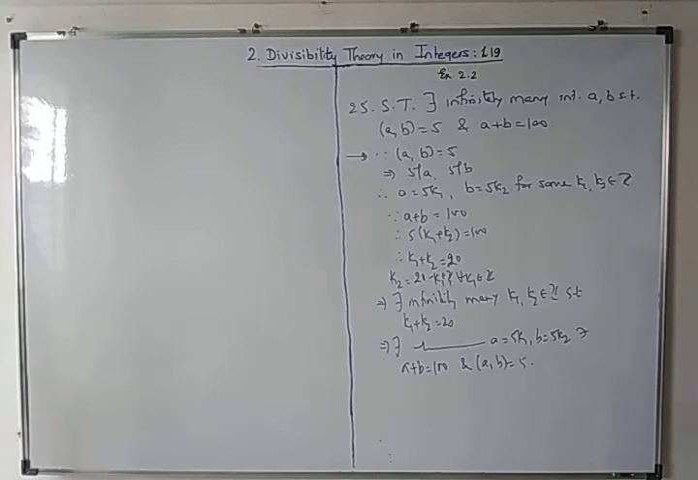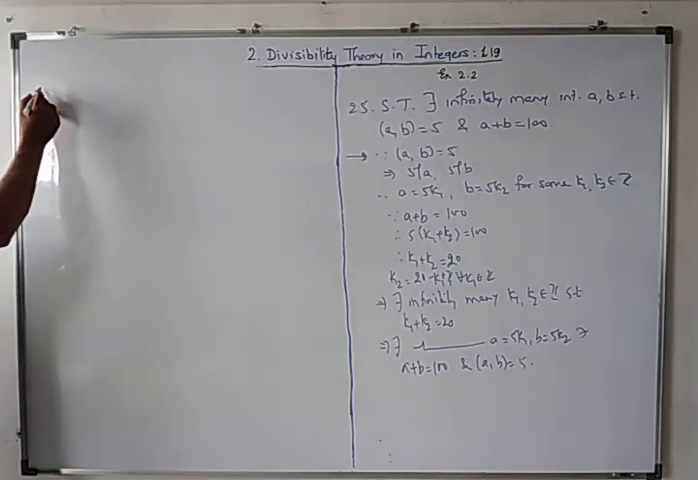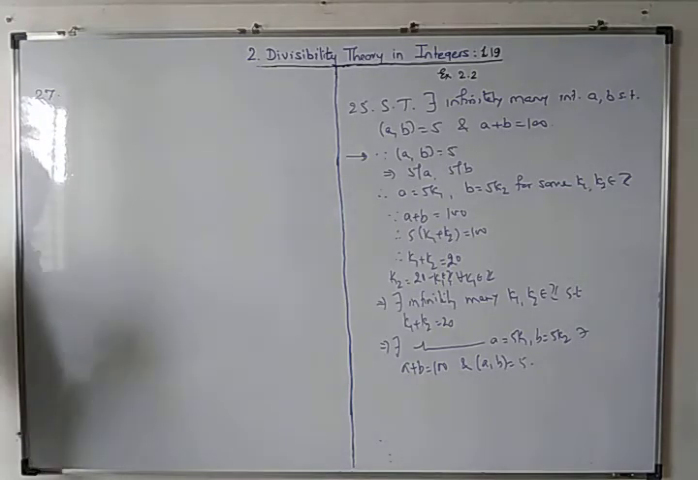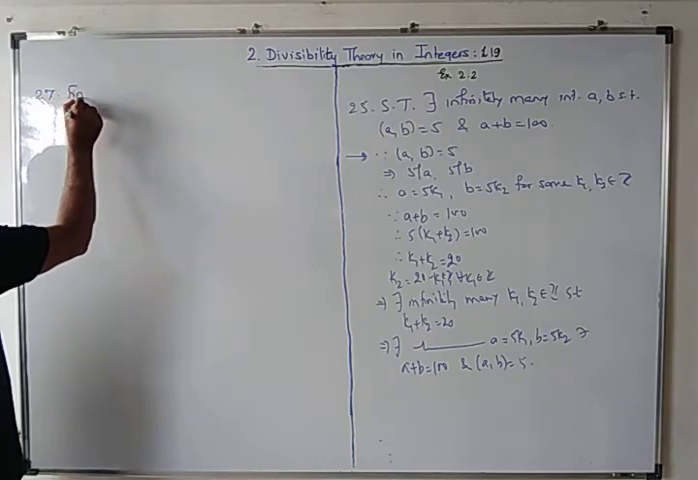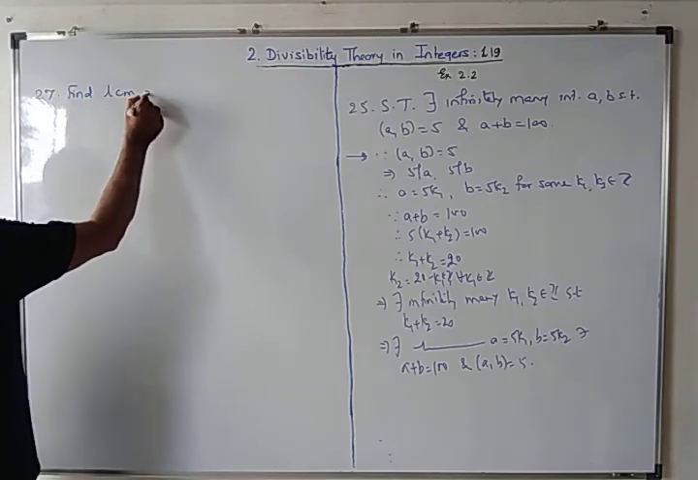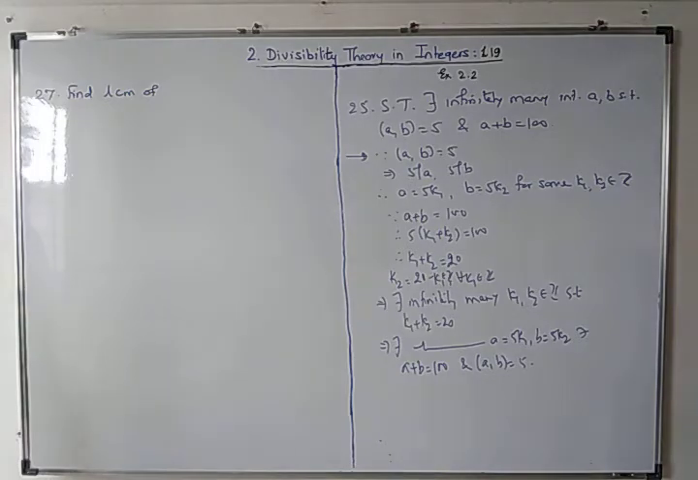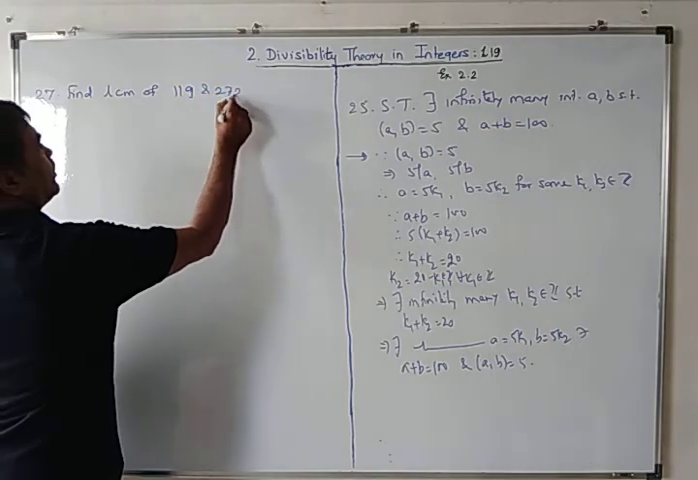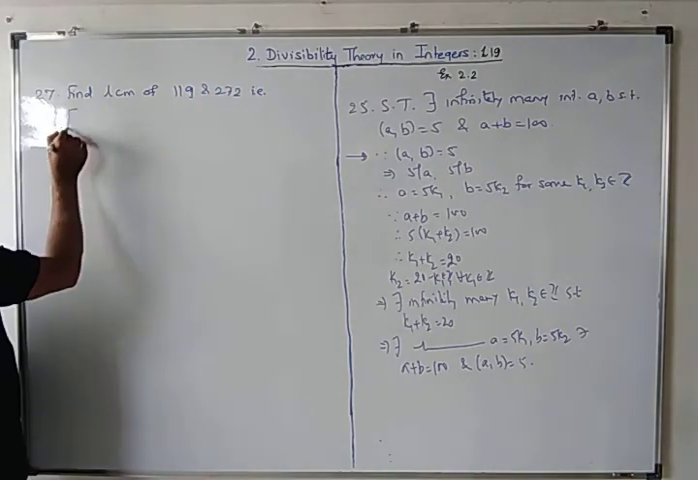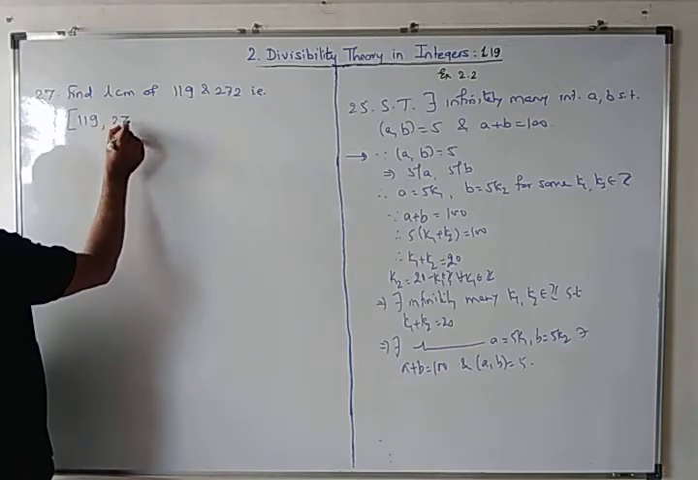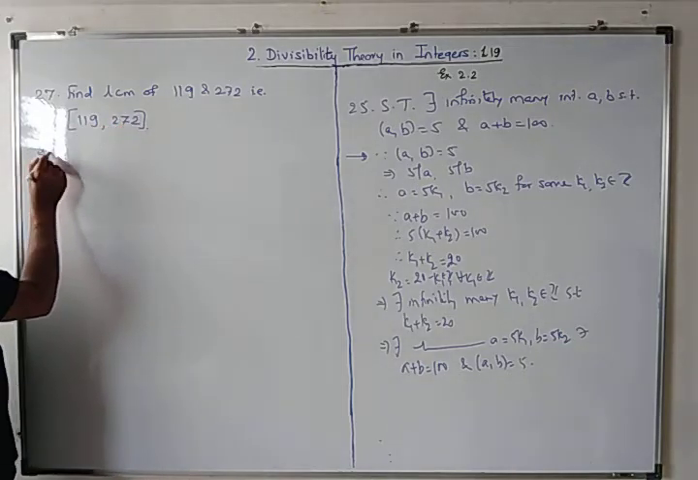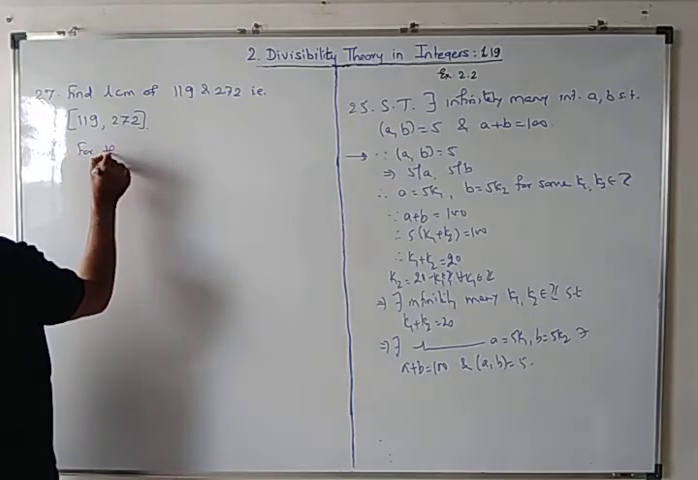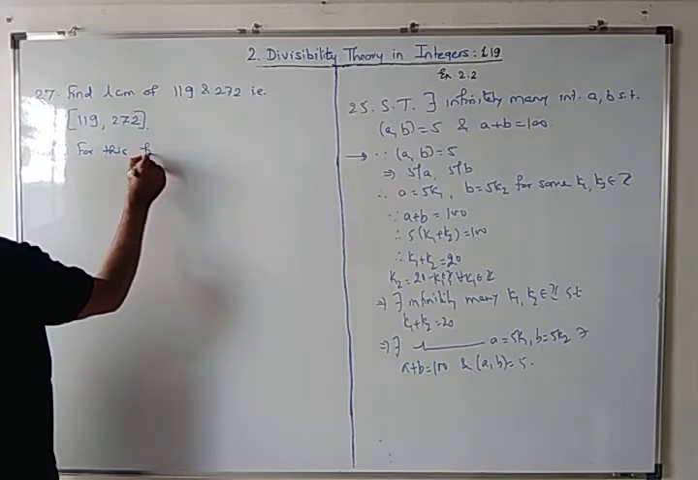Example number 27. Find LCM of 119 and 272. Solution. For this, first we will find GCD.